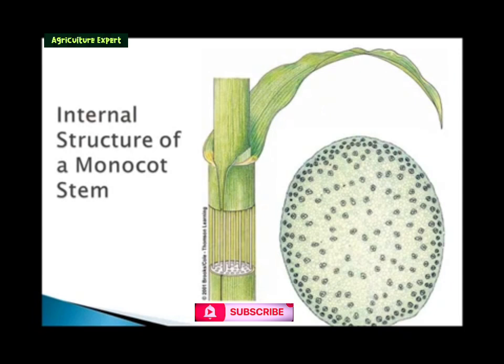In most monocots, though, the vascular bundles are scattered throughout the ground tissue. This scattering of the ground tissue allows it to bend and sway without breaking. It's not brittle.